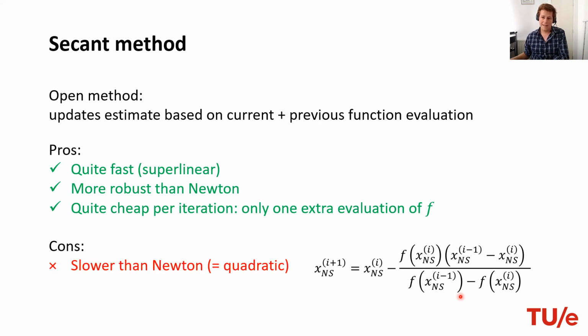The major con is that although it's faster than bisection and more robust than Newton, it's not nearly as fast as Newton. So the convergence is not quadratic, which is a slight downside of the secant method.